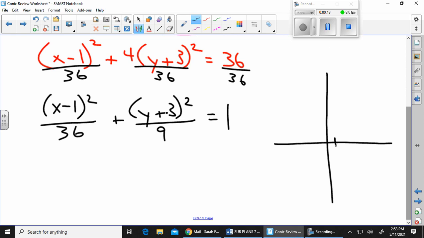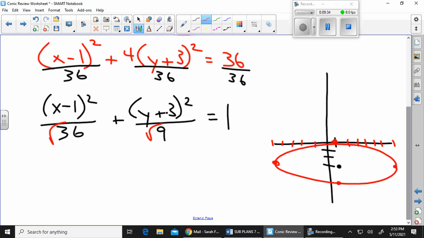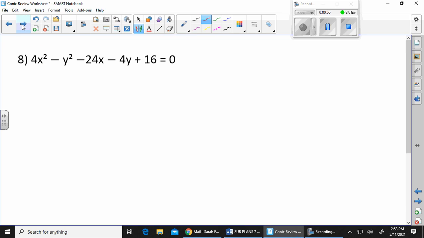But 1, negative 3. I'm going to go square root of 36. I'm going to go right 6. I'm going to go left 6. I'm going to go square root of 9, up 3, down 3. Foci, I'm going to do 36 minus 9, which gives me 27. Square root 27, and go from there. So I'm more just giving you the math for this.